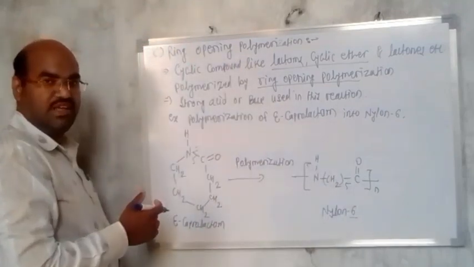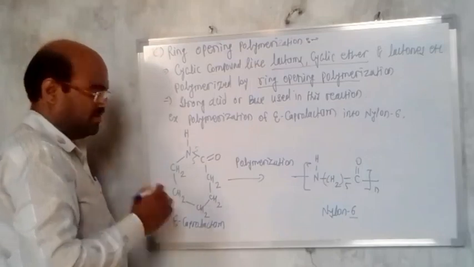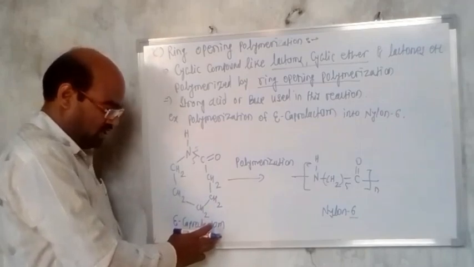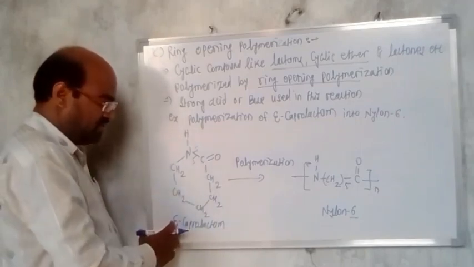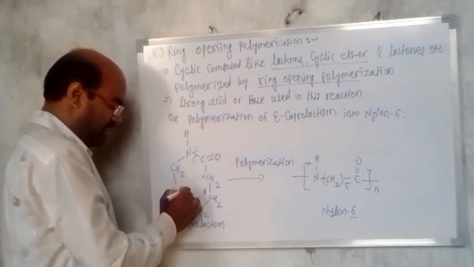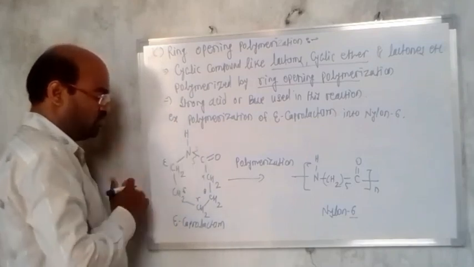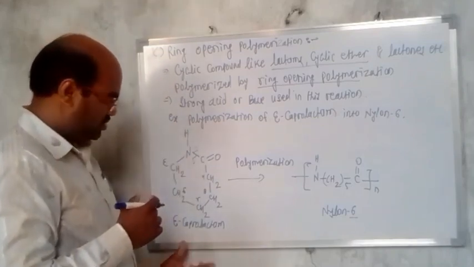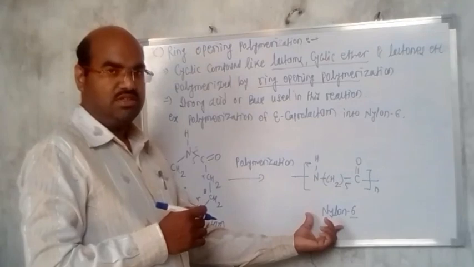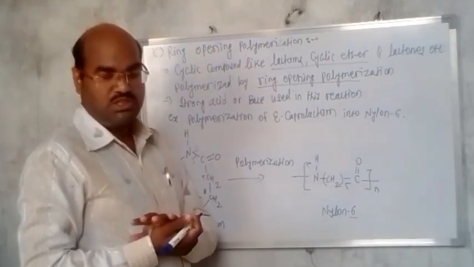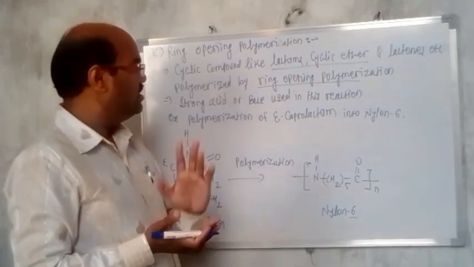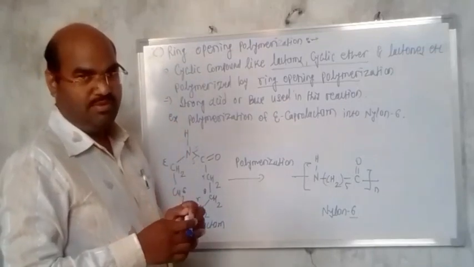So ring opening is very easy: breaking of the cyclic ring and converting it into a polymer. Here we use ε-caprolactam, where ε means the eta position. This is the alpha carbon, beta, gamma, delta and epsilon, and this epsilon carbon is attached to nitrogen. Hence it is called ε-caprolactam, which is converted into nylon 6. So these are the 3 types of polymerization process: first addition polymerization, second condensation polymerization, and third ring opening polymerization.